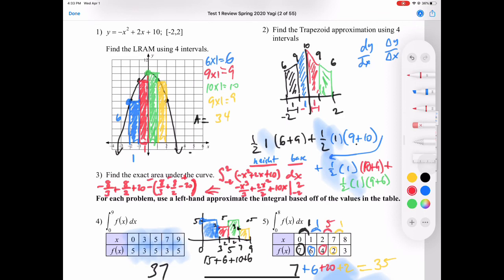We have a negative. It becomes negative 16 over 3. Our negative 8 over 2 and positive 8 over 2 cancel out. And positive plus positive, positive 40. So we're left with, if I simplify this correctly, 5 and 1 third. If we subtract that from 40, it's going to be 34 and 2 thirds.